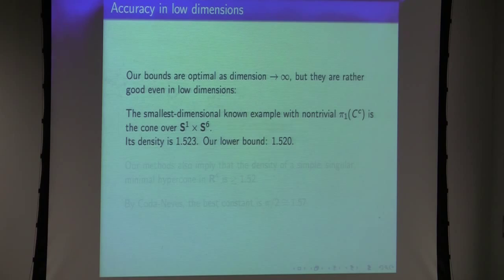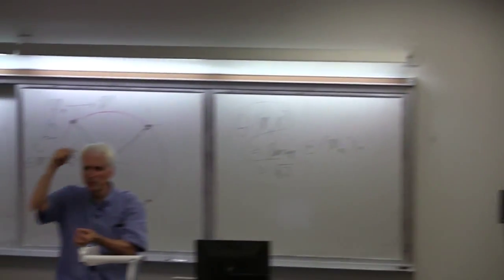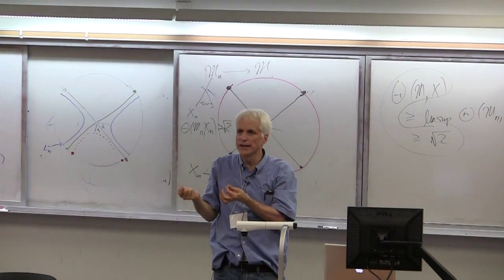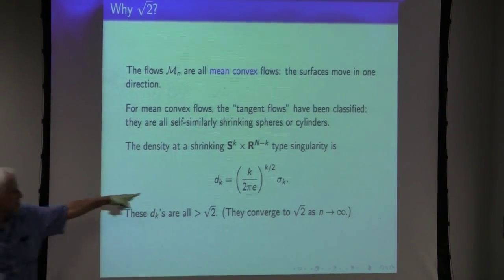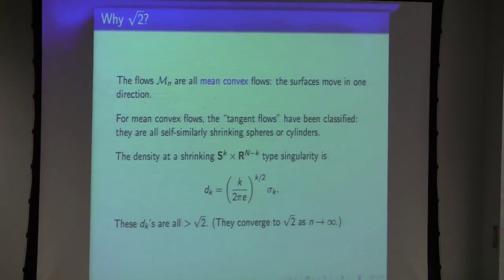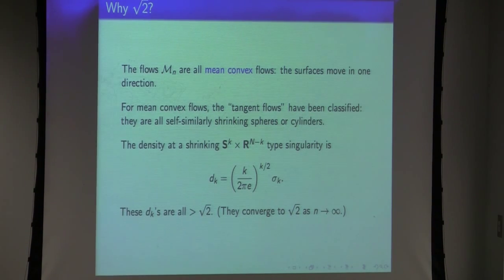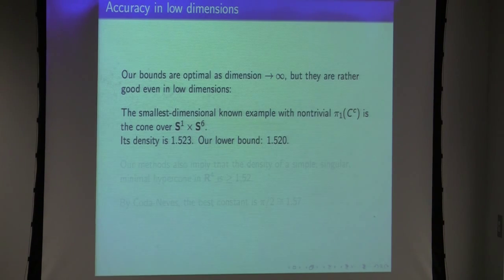So for example, let's take the one that gives you a bound: if one component of the complement is not simply connected, then the density is greater than this number d_1. I guess I erased it, but yeah. So if one component of the complement is not simply connected, then the density of the cone has to be bigger than d_1. Okay. Well, the smallest known example of an area minimizing hypercone that has that property is the cone over S^1 cross S^6. So I guess that's an 8-dimensional cone in R^9. That's the smallest dimensional example we know that satisfies the hypothesis. Its density is 1.523, and our bound is 1.520. So the bound is rather good, even though we only prove its bound is optimal when you go off to infinity, but it seems rather good even in low dimensions.